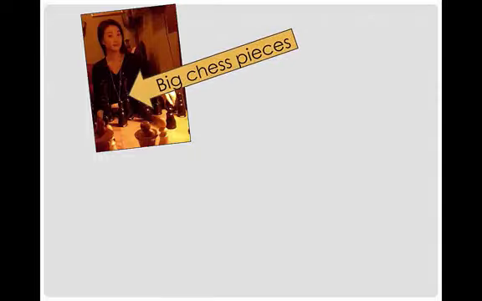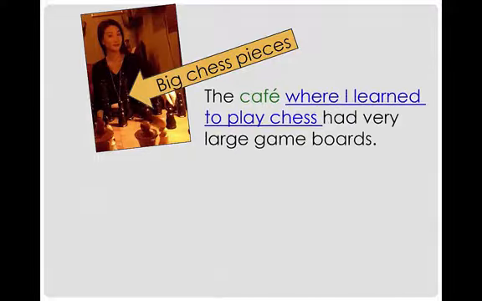Now I'd like to give you another example using this photo. Here, I am at a cafe where I'm learning to play chess for the first time. Notice anything strange? Yeah, the game pieces were really big. The cafe where I learned to play chess had very large game boards. Now let's think about the several different ways that I can express the same idea.